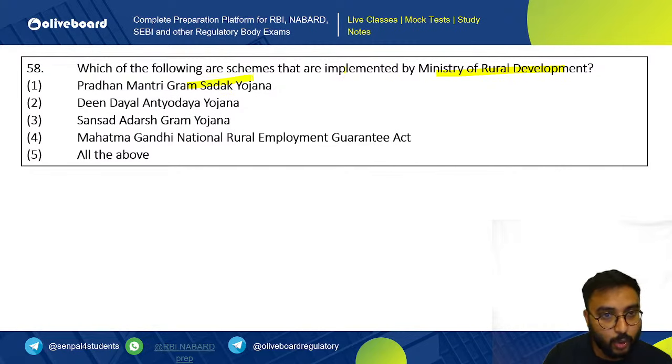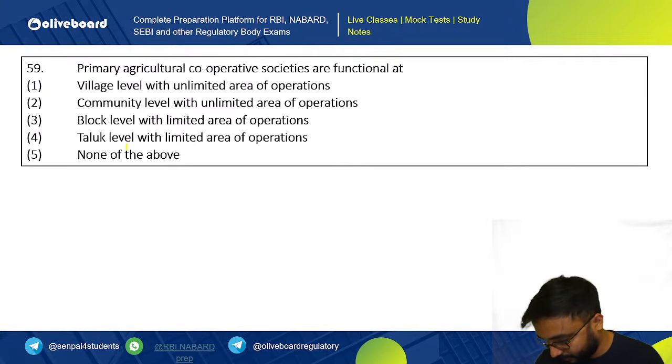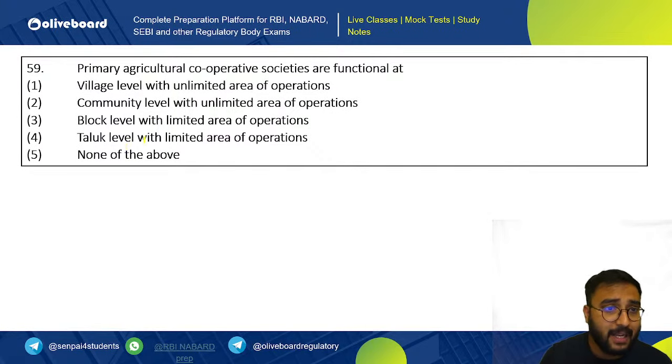Pradhan Mantri Gram Sadak Yojana, Deen Dayal Antyodaya Yojana, Sansad Adarsh Gram Yojana, Mahatma Gandhi National Rural Employment Guarantee Act, and all of the above. The answer is all of the above. Primary agricultural cooperative societies are functional at which of the following levels? Village level, community level, block level with limited area of operations, taluk level with limited area of operations.